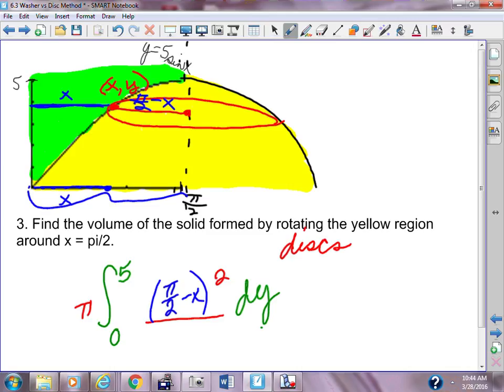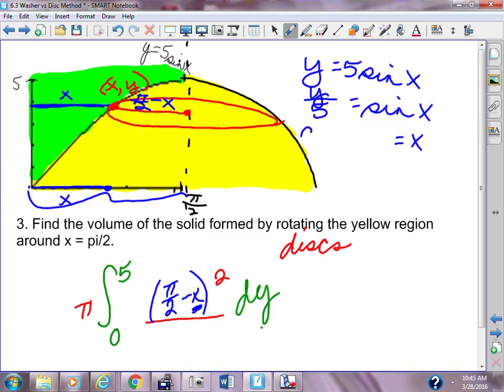Now, I can't put that in the calculator yet because notice my variables are not in agreement. So somehow or other, you're going to have to get x by itself. Your equation was y equals 5 sine x. How do we get x alone? Inverse sine. There you go. Sine by itself first. So y over 5 would have been sine x. So that means x would have been sine inverse of y over 5.